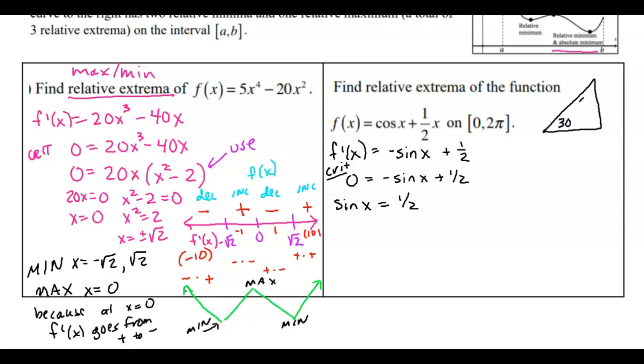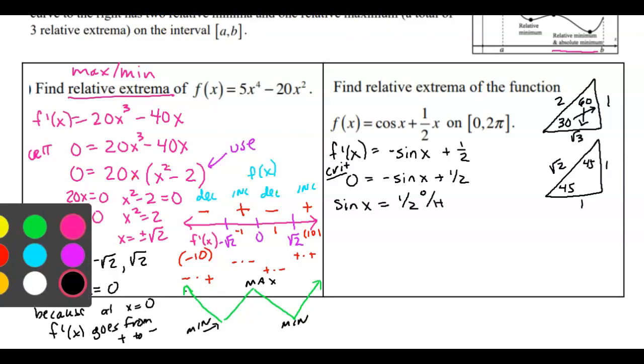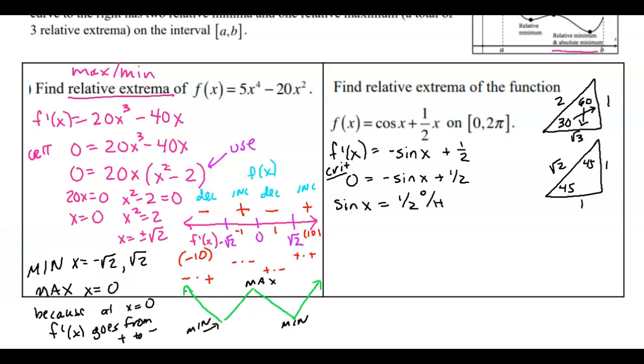This was a 30, 60, and then there's 45, 45, 90. So 1, 1, root 2. Across from the 30 is 1, across from the 60 is root 3, and the hypotenuse is 2. So sine is opposite over hypotenuse. So I need to know which angle has the opposite side 1 and the hypotenuse 2. So we're looking at this triangle. So the opposite side of 1 and the hypotenuse. So that means 30 degrees. So we want to use 30 degrees.